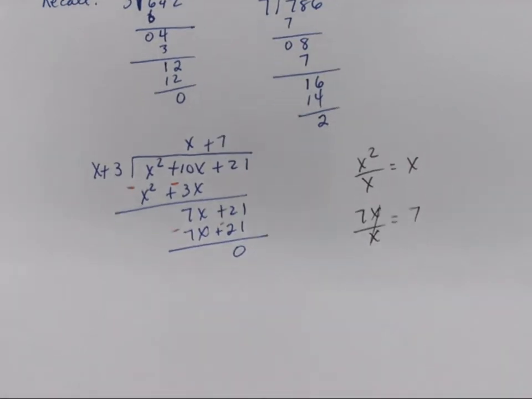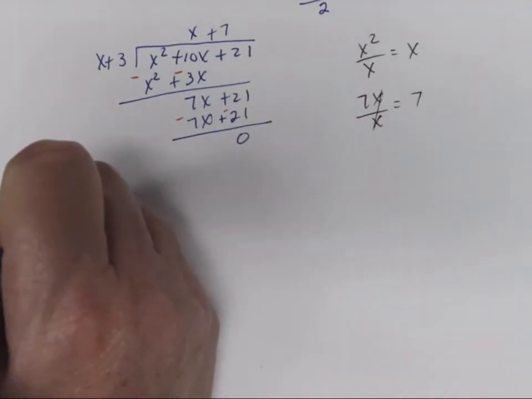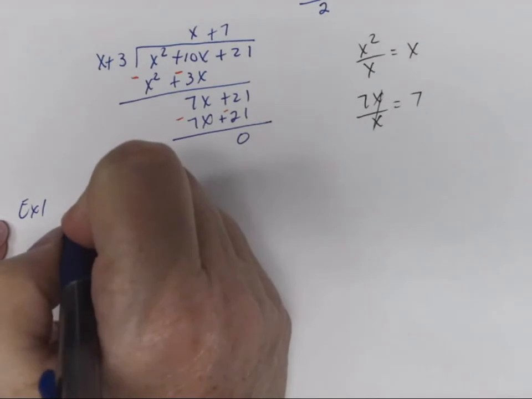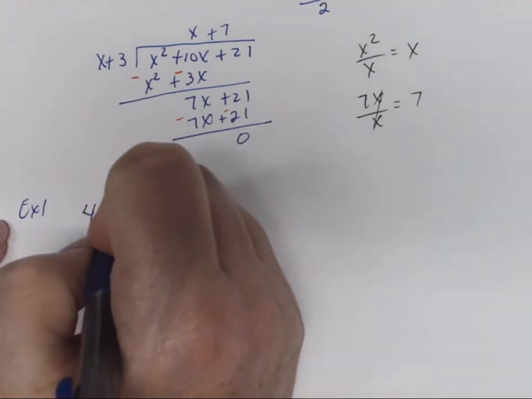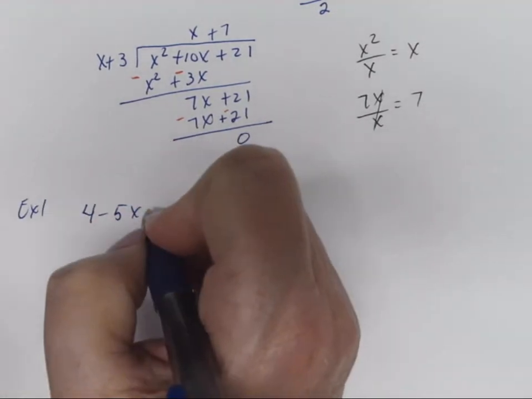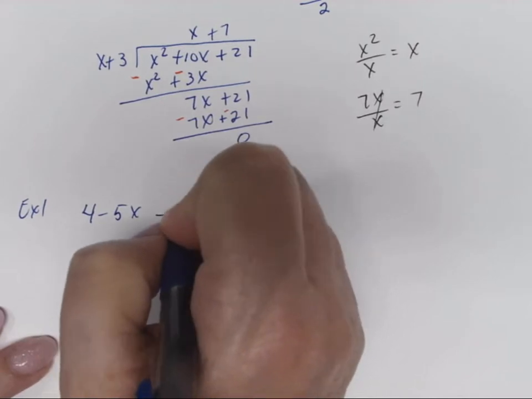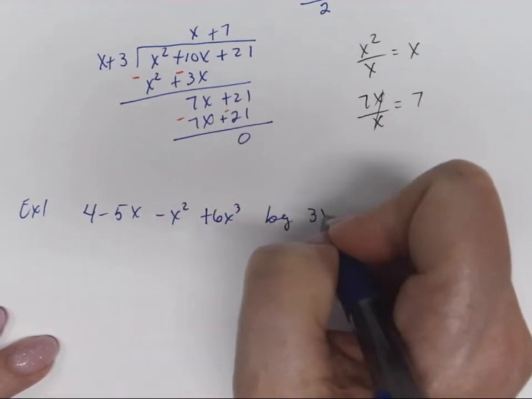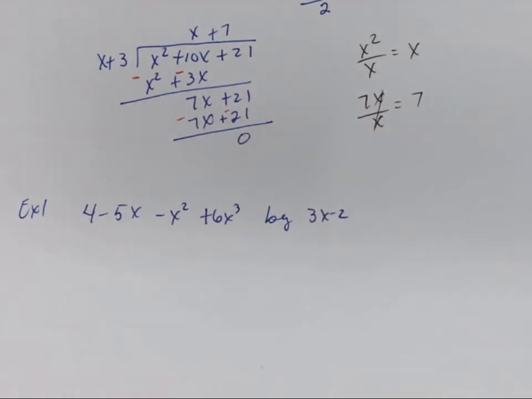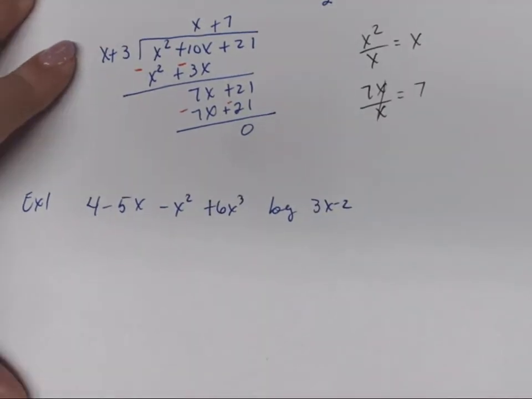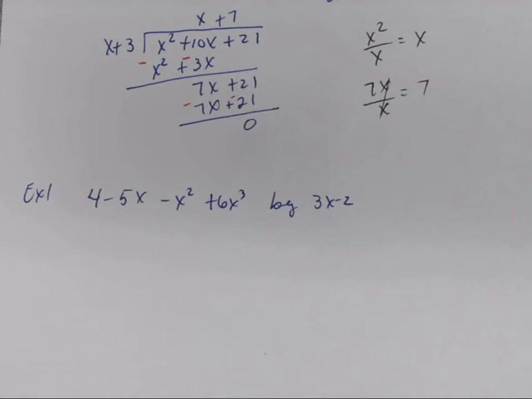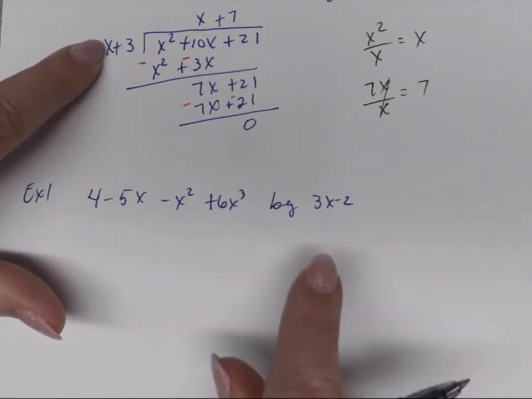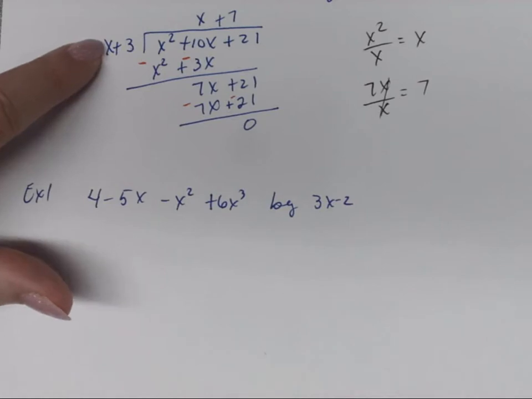All right, so let's go look at example 1. We'll look at another example that's a little bit longer. So if we have 4 minus 5x minus x squared plus 6x cubed by 3x minus 2. What I meant to say up here was synthetic division, you'll have to have the 1, but you can use long division for the ones that don't.